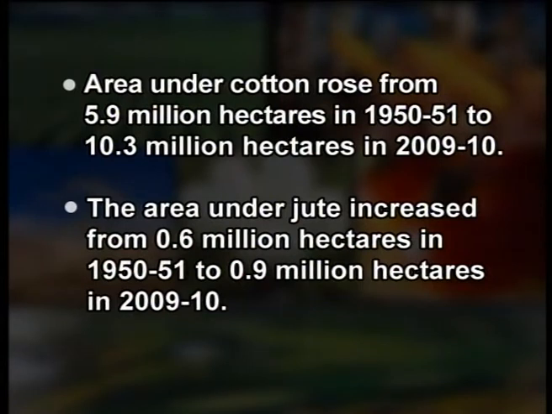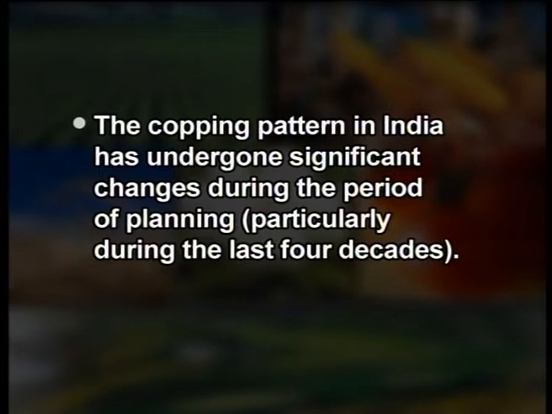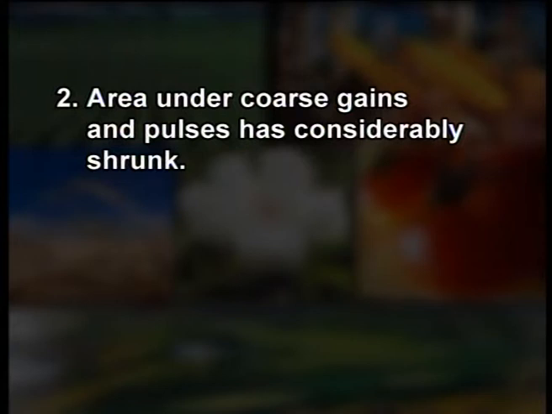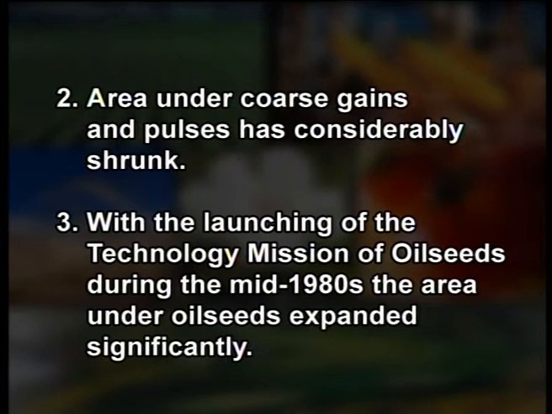The cropping pattern in India has undergone significant changes during the period of planning, particularly during the last 4 decades. First, with the introduction of new technology during the mid-60s, land under wheat has increased both in absolute and relative terms. Second, area under coarse grains and pulses has considerably shrunk. Thirdly, with the launching of the Technology Mission on Oilseeds during the mid-80s, the area under oilseeds expanded significantly.